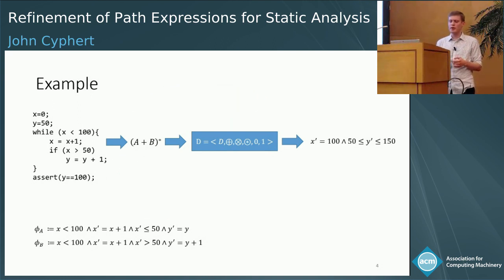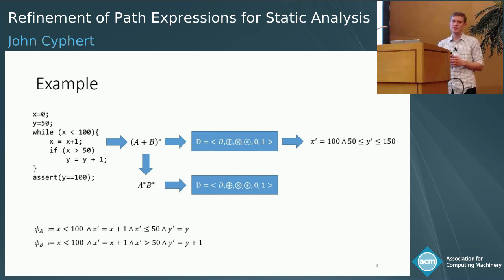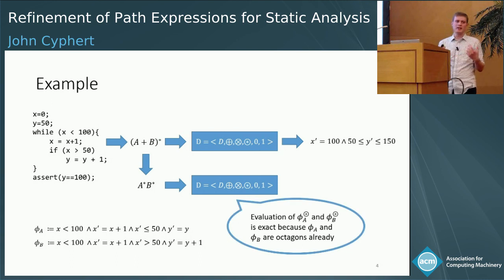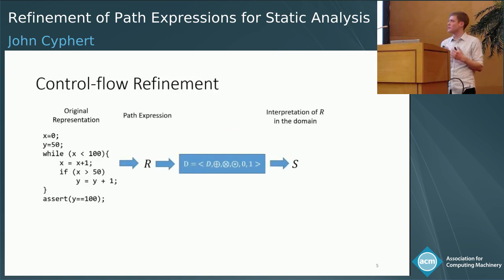If we do, we can rewrite this path expression as something that looks like this, something like A star, B star. The idea here is that this path expression is equivalent to the original one in the sense that we've only removed infeasible paths, but this one also more closely represents the actual feasible paths of the program. But more importantly for this talk, if we feed this resulting path expression into our semantic algebra, we're going to get an exact answer because the phi A and phi B just happen to be octagons already. And so this is going to allow us to conclude that x and y will be 100 at the end of the loop. What we consider this process to be is control flow refinement.